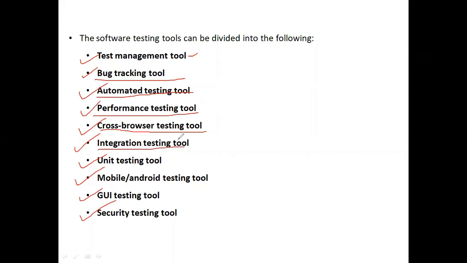Integration testing tool. This type of tool is used to test the interface between modules and find the critical bugs that happen because of the different modules, ensuring that the modules are working as per the client requirements. The next, unit testing tool. This testing tool is used to help programmers improve their code quality. The next one, mobile Android testing tool.